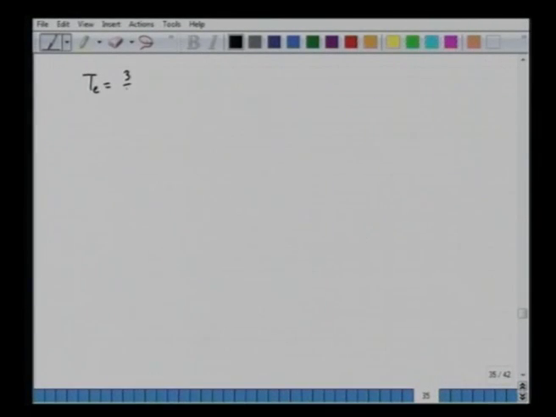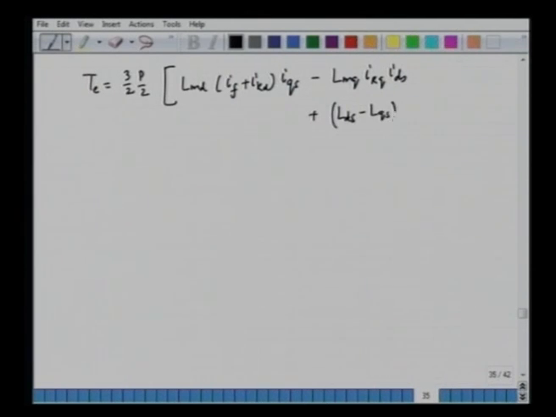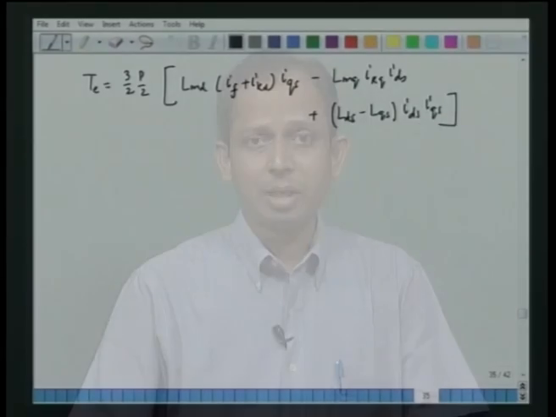Te is equal to 3 by 2 into p by 2 into LMD (IF plus IKD) into IQS minus LMQ IKQ into IDS plus (LDS minus LQS) into IDS into IQS. So this is the expression for the torque involving all variables.